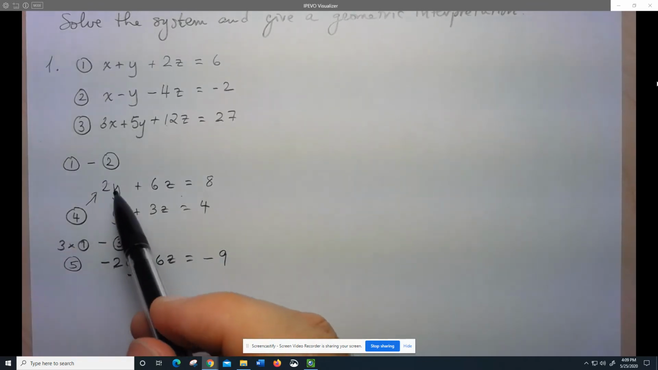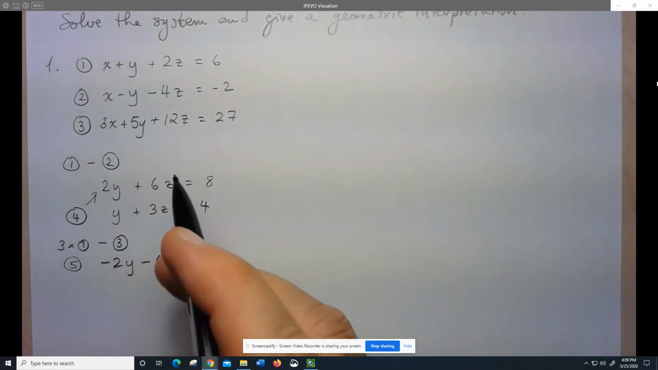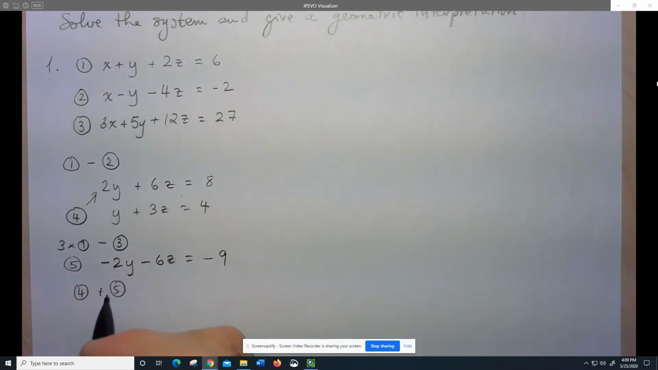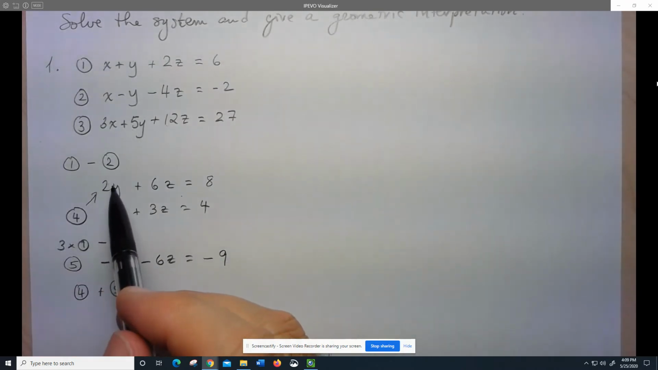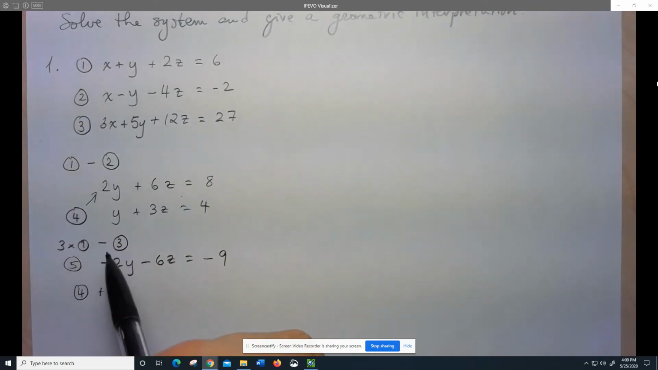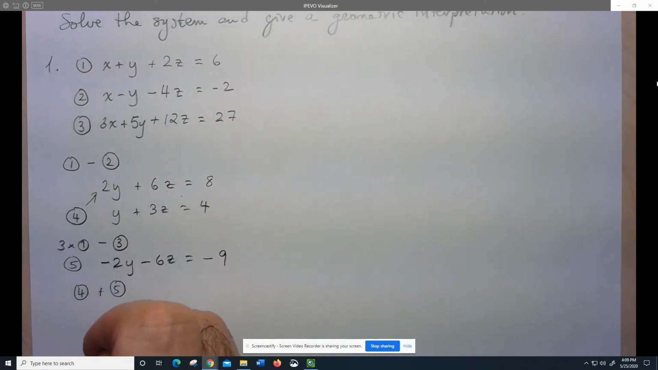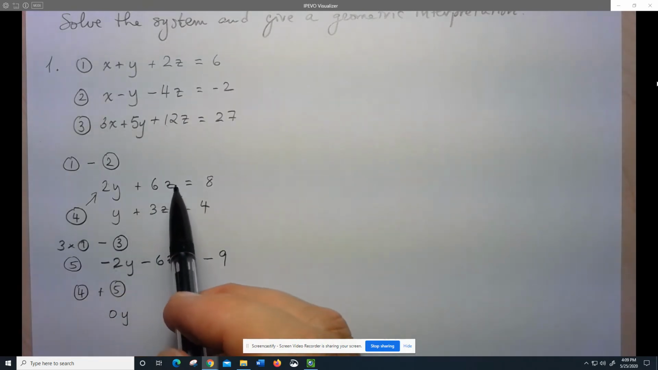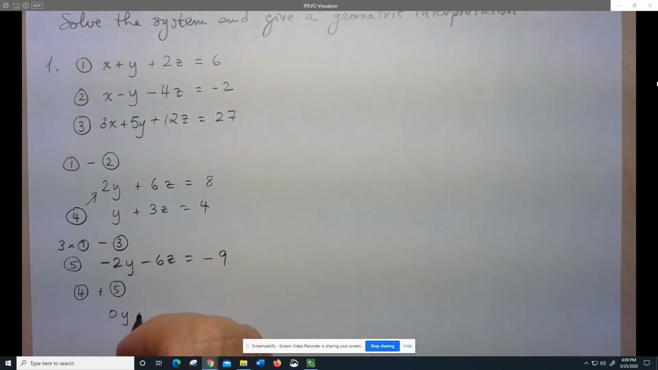If I want to eliminate the y now, I'm just going to add equations 4 and 5. Let's see what happens. 2y plus negative 2y is going to give me 0y. You might be wondering, why is he writing that down? I think you'll see in a second, or maybe you already see it. 6z minus 6z is going to give me 0z.